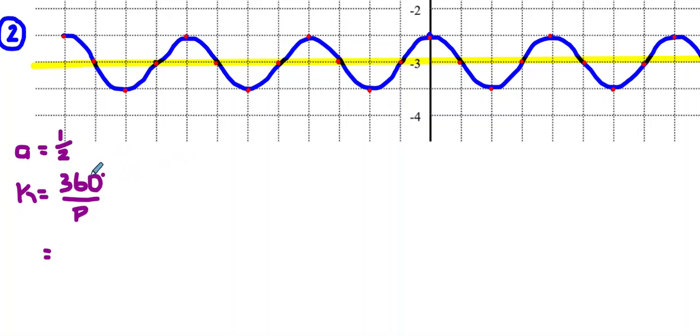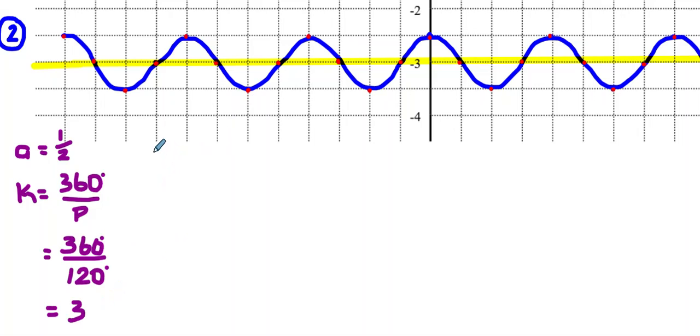All right, so to calculate the k value, it's 360 degrees divided by p. So it doesn't matter where you start, but I'm going to start at the top here and end up at the top over here. So I've got 30, 60, 90, 120 degrees. So that gives us a k value of 3.